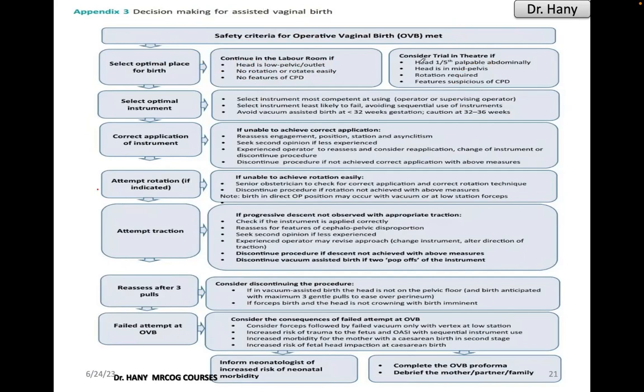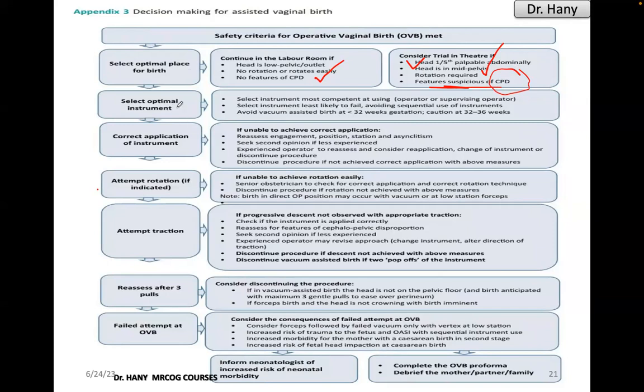In the theater, if there is 1/5 palpable, high head at the spine, mid-cavity, okay, both are the same. Rotation required, most probably, if it is occipital posterior, I will go to the theater. Occipital posterior at the spine or +1, I will go to the theater. But at +2, +3, it will be easy rotation. With suspicious CTG or suspicious CPD, meaning there is +2 caput or molding, I have cephalopelvic disproportion. So more likely to fail.